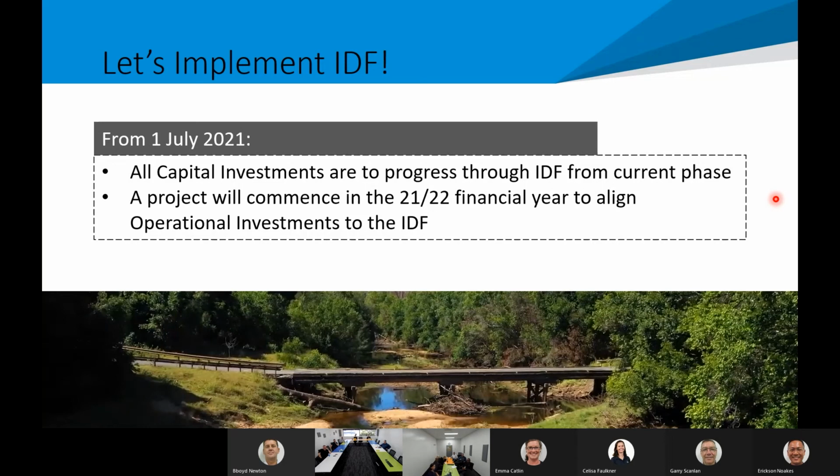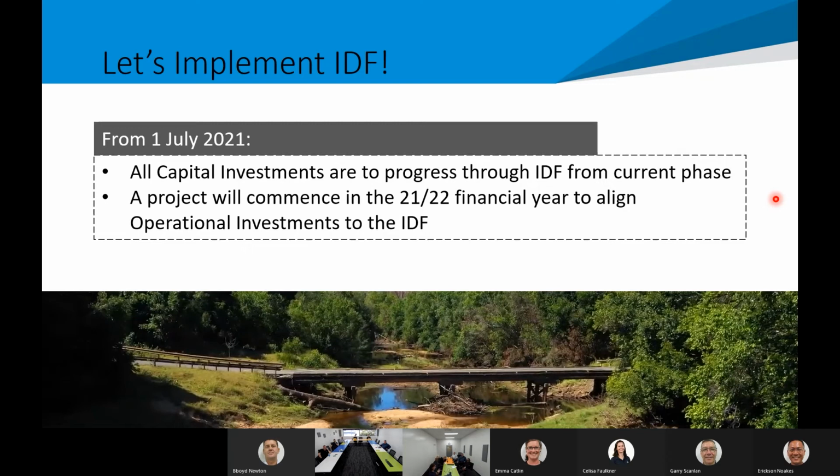The go-live point is from 1st of July. The intent is that all capital investments are to progress through IDF from their current phase. So everything in IPP at the moment, we are matching it to the phase it's currently in. So everything isn't going right back to the start. We will just consider that they have done everything up to that phase. We do know there's gaps in that assumption, and we're putting other steps in place like data cleansing and that sort of stuff to try and fix that up, particularly of those legacy projects that exist in IPP.